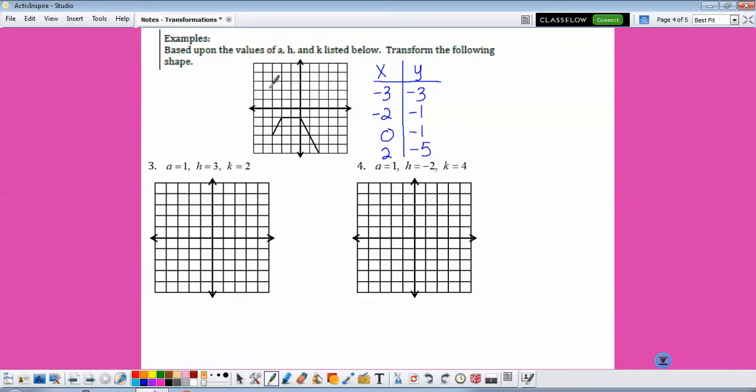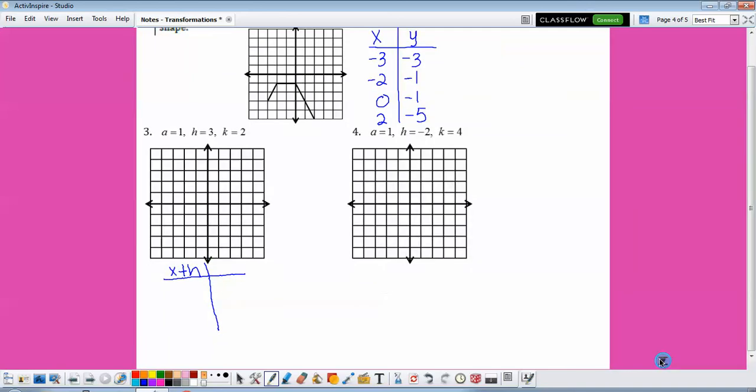All right. Now this part, I just copied it over so that we could see it on each page. This time we have A's that equal 1. Multiplying by 1 doesn't change anything, so we don't have to worry about A this time. Since H moves left and right, and that has to do with the x values, we're going to add H to all the x's, and we're going to add K to all the y's.